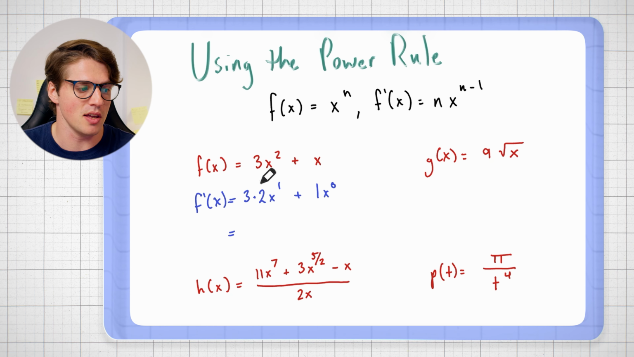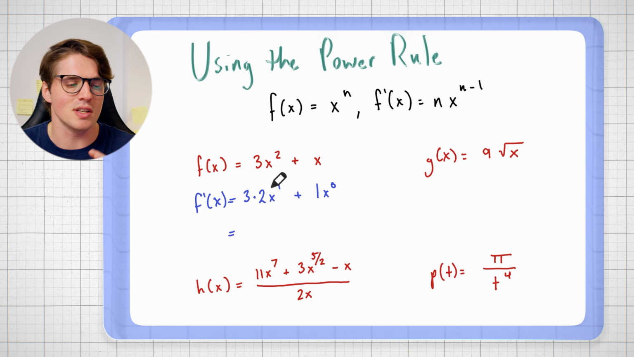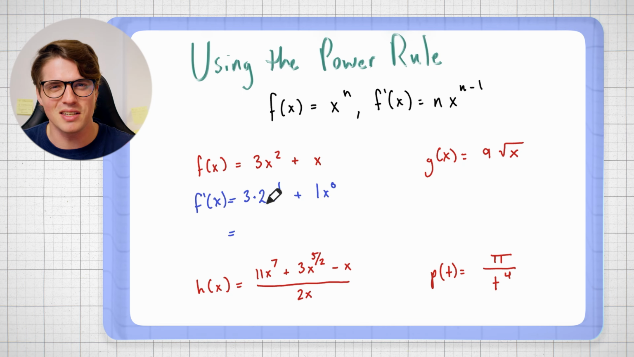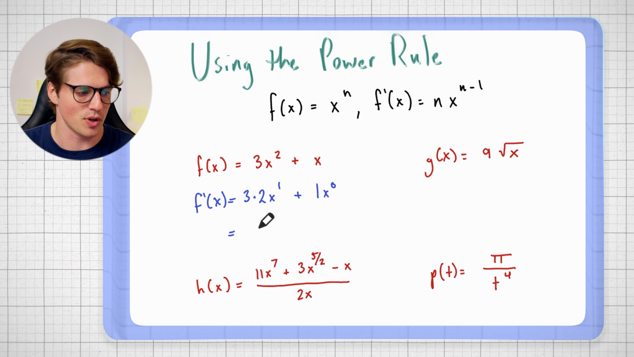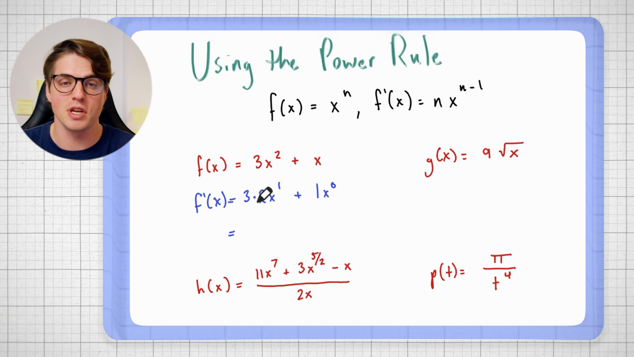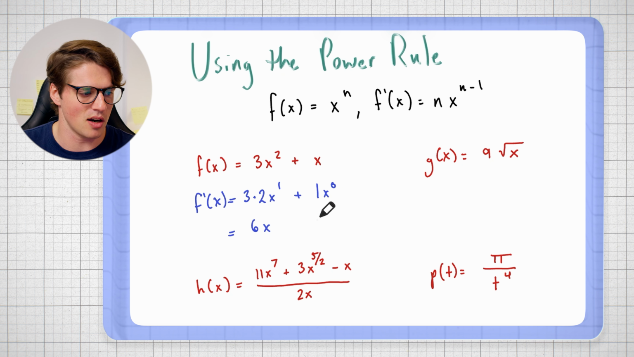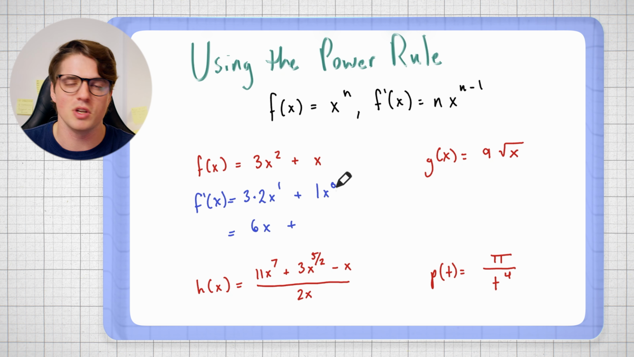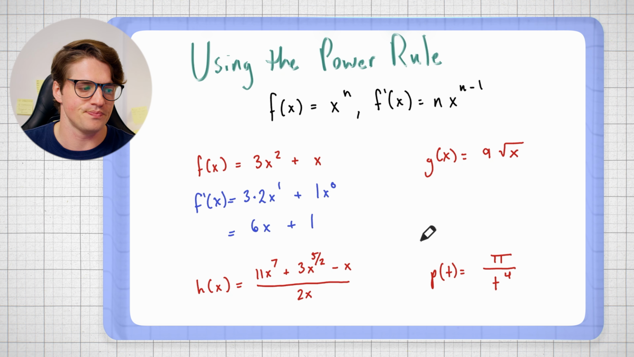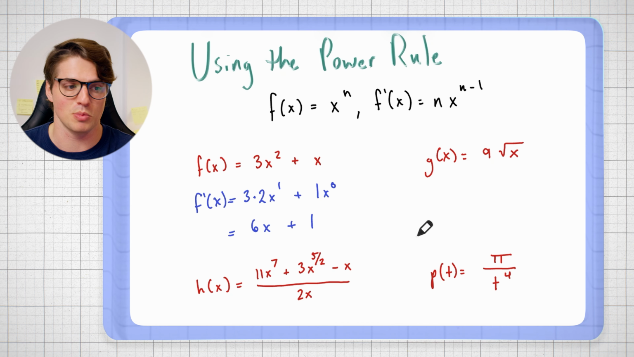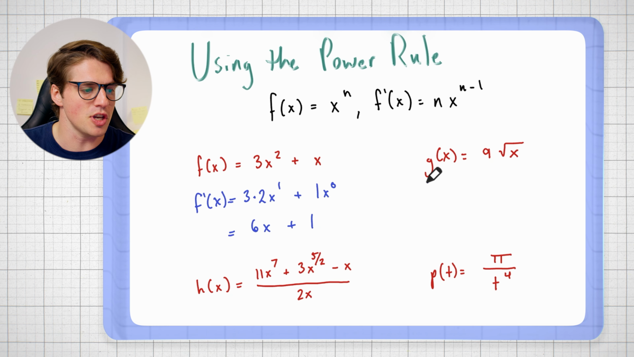Okay, so that 3, yes, it's going to stay in front of this term, but we don't need to derive 3, okay? So this will become 3 times 2, 6x. We don't need to put the 1 there. And again, we don't need to put x to the 0. We can just put 1. So f prime of x equals 6x plus 1. G prime of x.